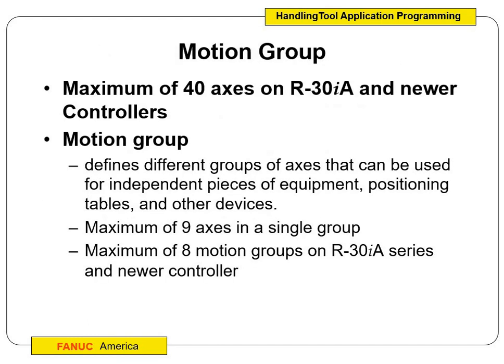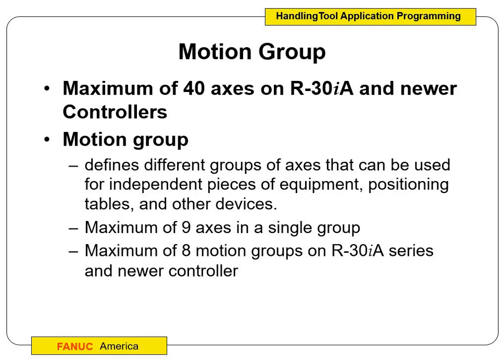All right. Motion groups. We're not going to get into a lot of motion groups in class when we start programming. We can have up to 9 axes on a single group, and we can have a maximum of 8 motion groups in the controller. So for all intents and purposes, one controller can control up to a certain number of robots. One controller can control 6 axis robots, because there's 36 axes there, and we can only control up to a maximum of 40 axes.